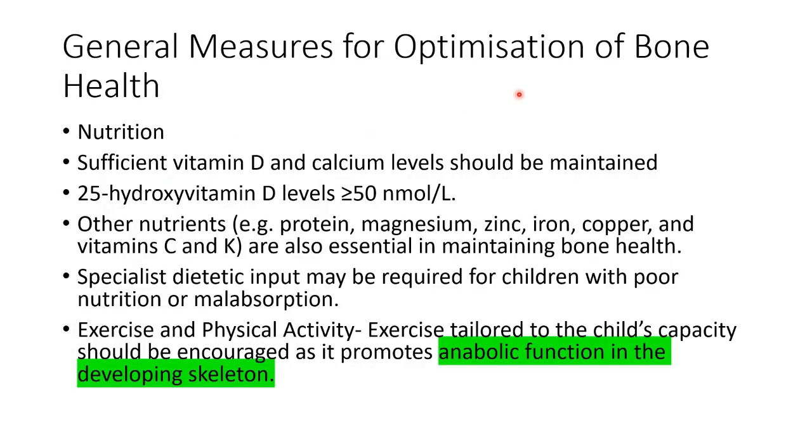General measures to optimize bone health are nutrition, vitamin D and calcium. Vitamin D needs to be optimized. Other nutrients are also essential in maintaining bone health, that is protein, magnesium, zinc, iron, copper, and vitamin C and K. Dietary advice: if there is a suspicion of malabsorption, as we have seen in our last slides, it needs to be taken into account and treated accordingly.